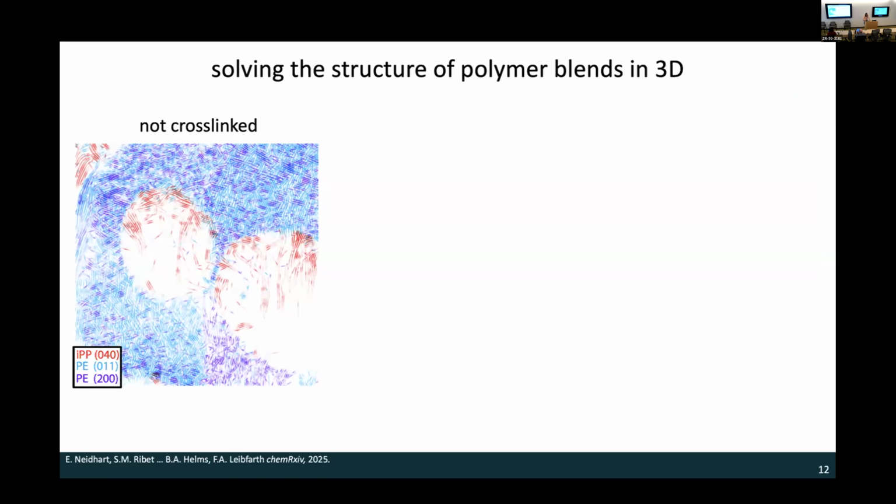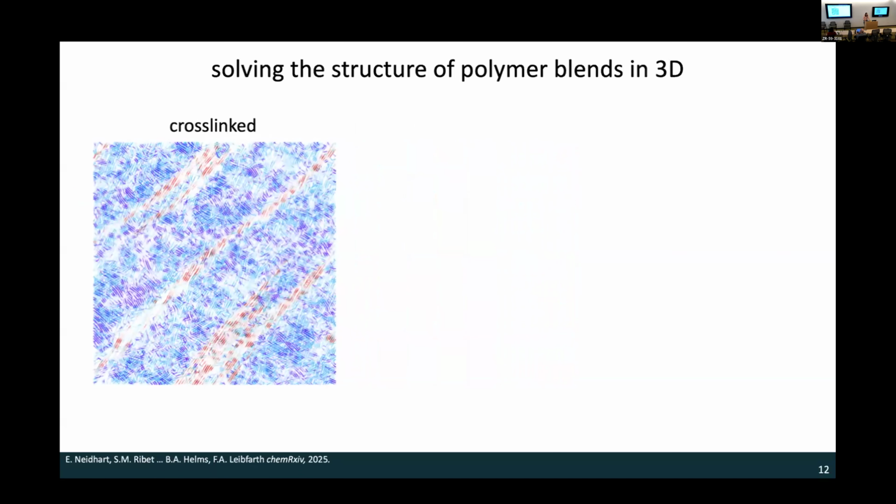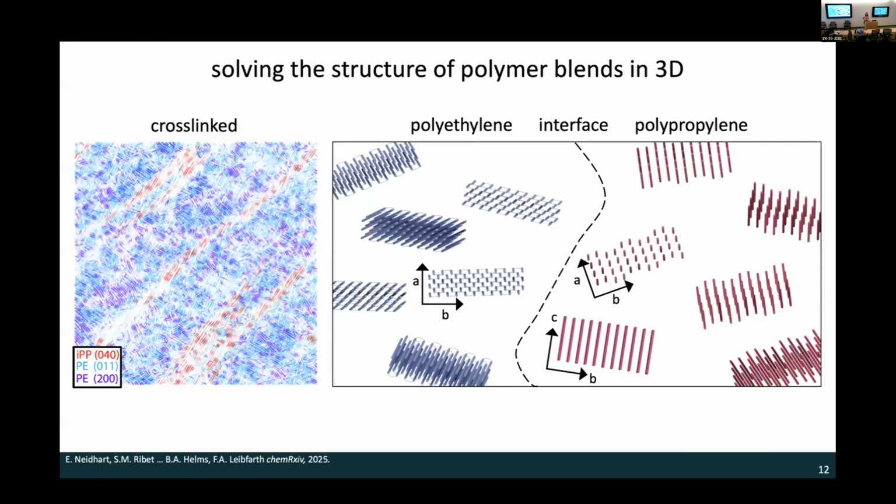The other way you can plot this data is like this. So here now red is polypropylene, blue and purple are the different polyethylene reflections, and we have the not cross-linked and the cross-linked case. And you can see these structures are very, very different from each other. And this sort of computational imaging approach allows us to collect a lot of information. In the case of the cross-linked sample, we can actually start to make a map of how these different crystalline domains interact with each other and what we think is actually happening at the interface.